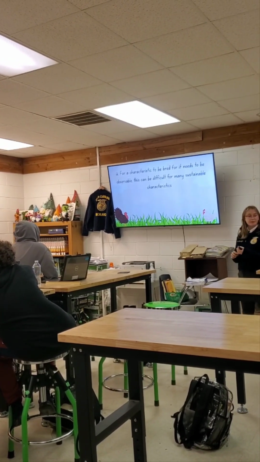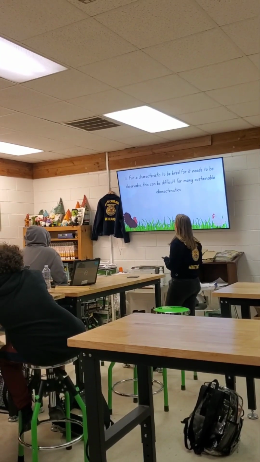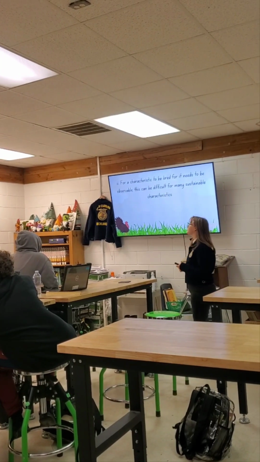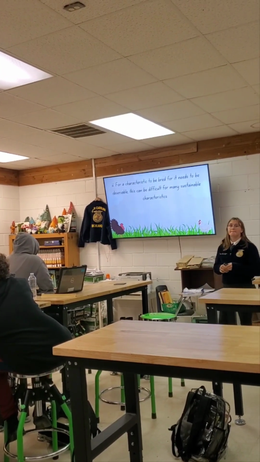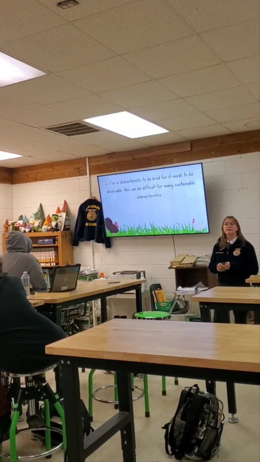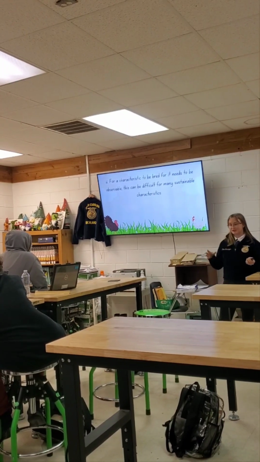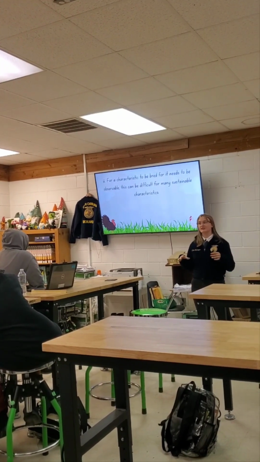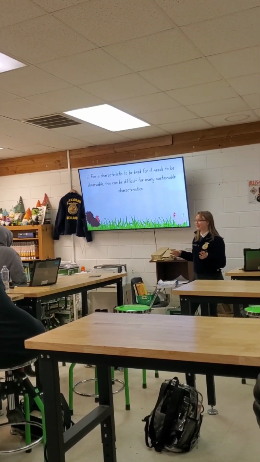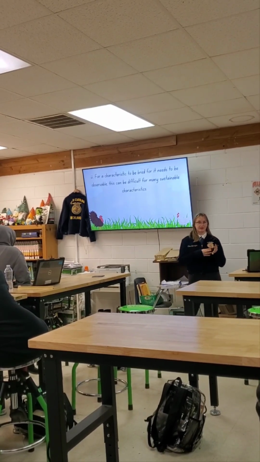For characteristics to be bred, they need to be observable. This can be difficult for many sustainable characteristics. How would you observe the animal characteristics? Like what color they are? The colors in their feathers or something? No, you would look at the appearance of the animals, and you would see how they act and what their temperaments are, and then you would choose that animal to be bred for the next generation.